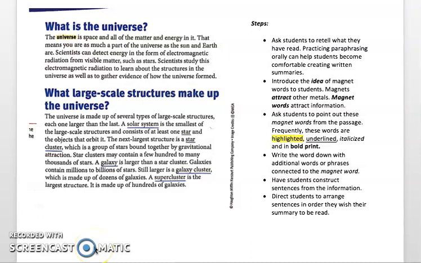The first step to Magnet Summaries is to ask students to retell what they have read. Practicing paraphrasing orally can help students become comfortable creating written summaries. To help students focus during retellings, emphasize that all important elements or ideas need to be included and that the smaller, less important details can be left out.